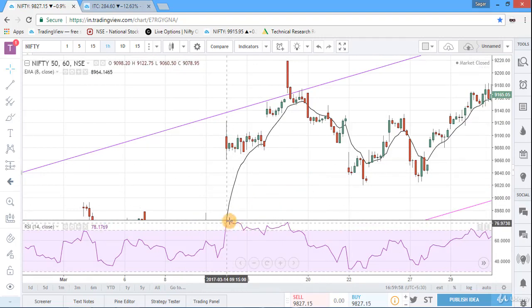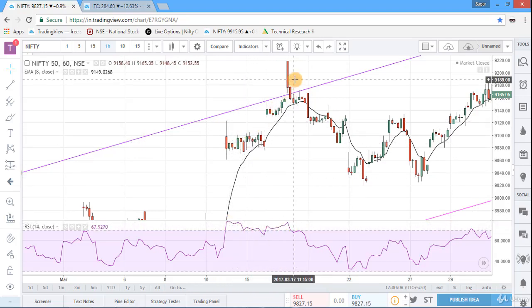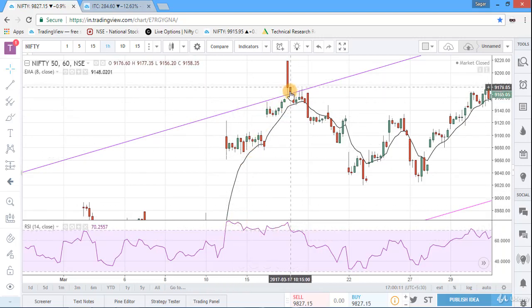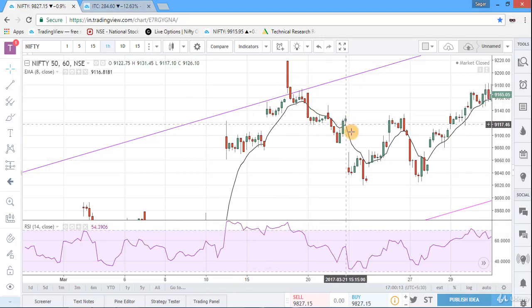Now see, this was the peak here and this peak. You can see RSI is going in a downward direction here, but the prices are in an upward direction. This is a negative divergence. So from this point you can see prices move down.